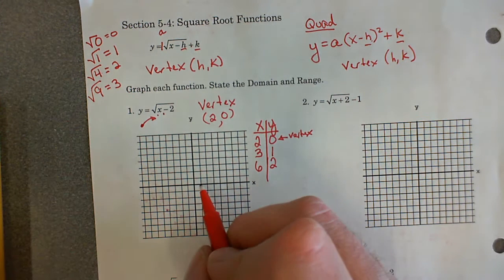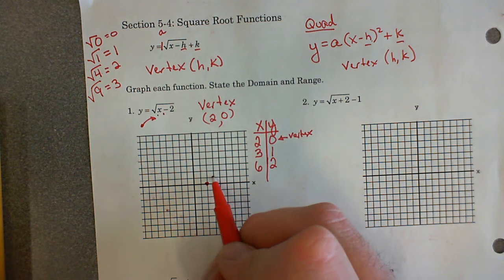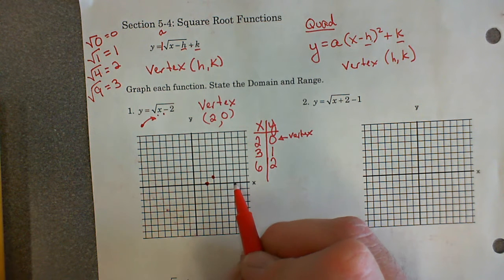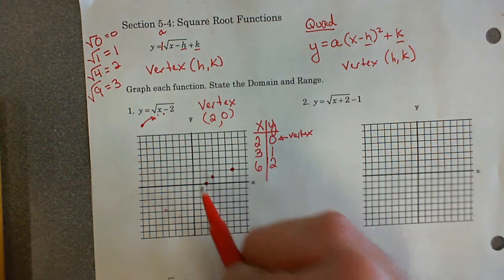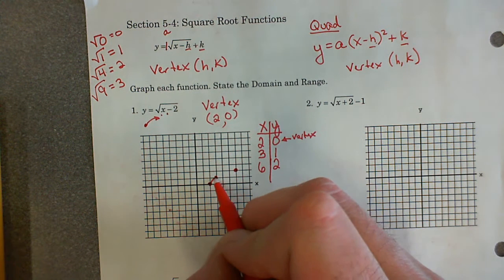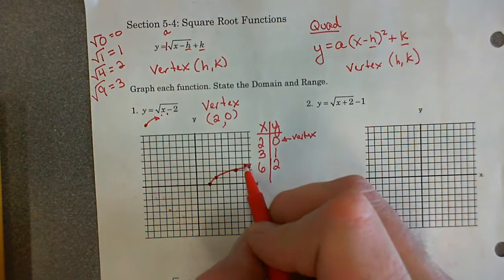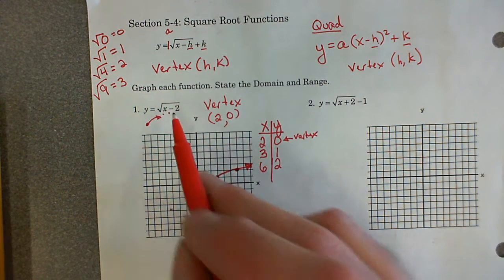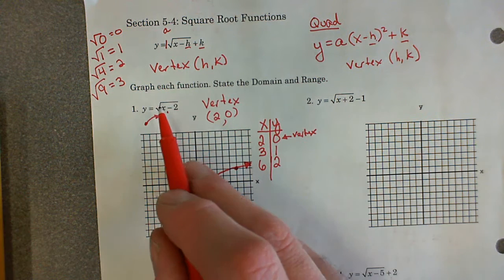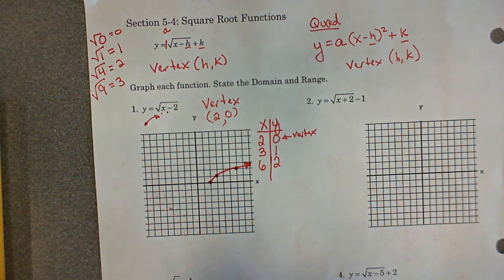So let me plot those points. We've got the point (2, 0), we've got the point (3, 1), and we've got the point (6, 2). And we know this is our vertex, and we know this thing's moving up, and it's going to head to the right. So there's your graph of the positive square root of x minus 2. Now if we had a negative value there in front, this would actually have been going down. Okay? So that's the graph.